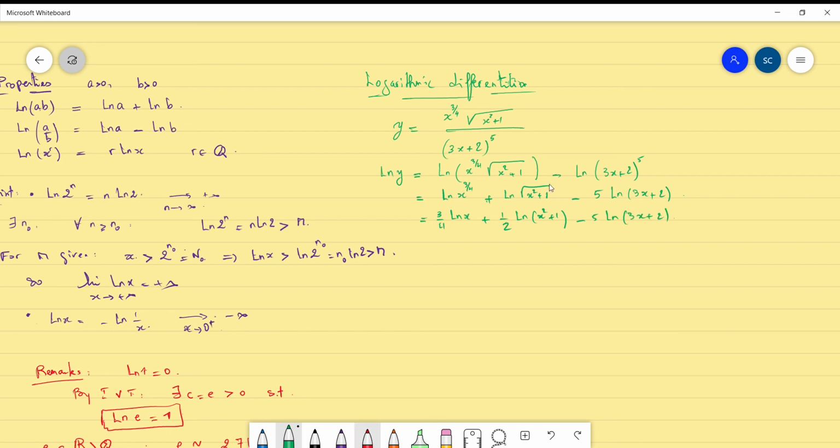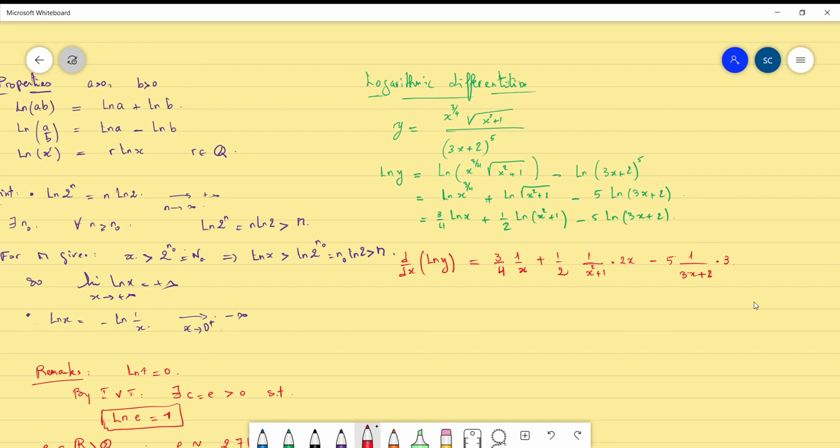Now look at what I'm going to do. I will take the derivative of ln y. It's a combined function, so I will differentiate the other side. It will be 3 over 4 times the derivative of ln, which is 1 over x, plus half the derivative of ln of x squared plus 1. For this one I need the chain rule. The chain rule says I differentiate the first function, which gives 1 over the second function, x squared plus 1, times the derivative of the second function, which is 2x. And the same for the last term: 1 over 3x plus 2 times 3.